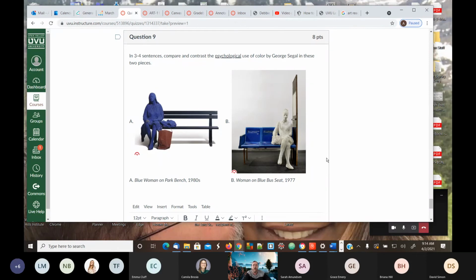So what I'd like you to do on this, you could do the same thing. Write one sentence about A, what the colors mean to you emotionally. Write a second sentence about B, what the colors there mean emotionally, and then use your third sentence to compare the two. All right, does everybody understand?